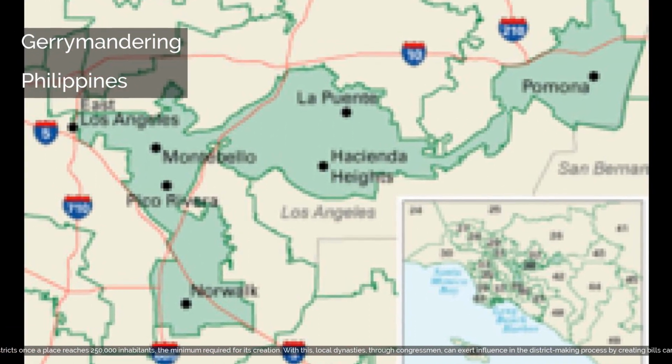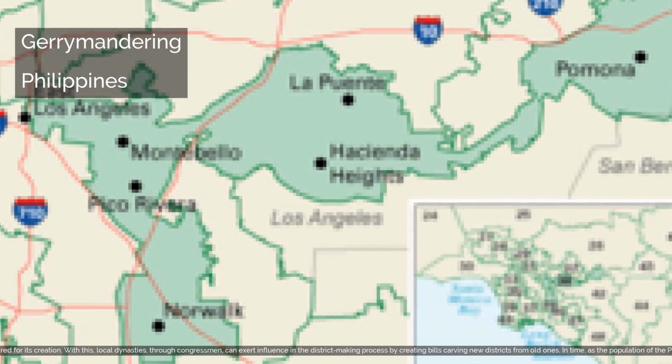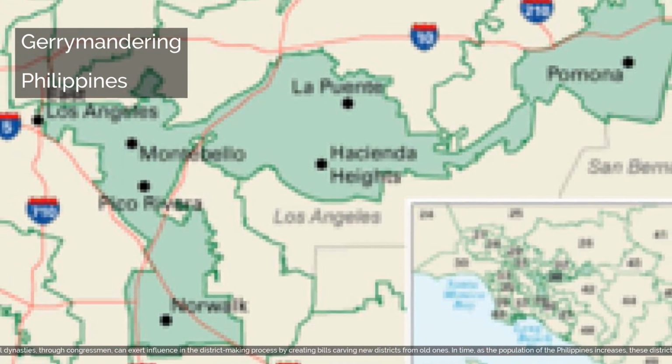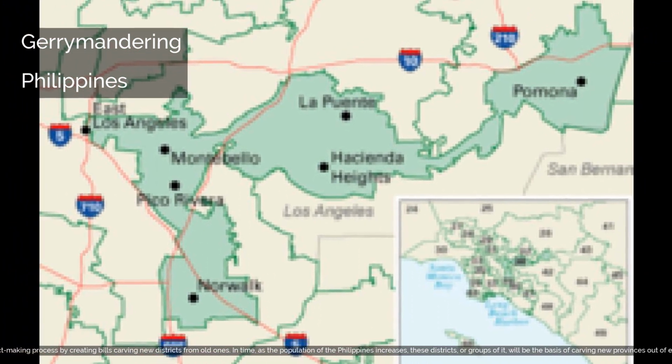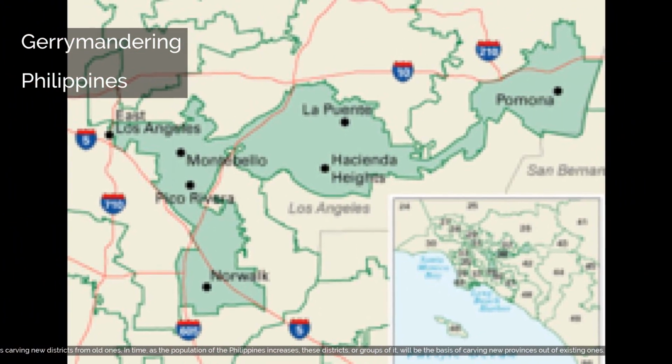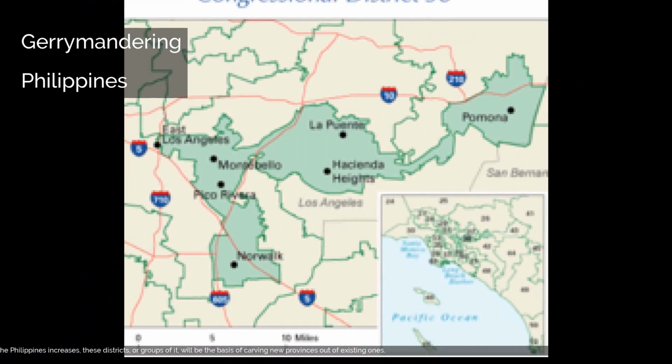With this, local dynasties, through congressmen, can exert influence in the district-making process by creating bills carving new districts from old ones. In time, as the population of the Philippines increases, these districts, or groups of them, will be the basis of carving new provinces out of existing ones.